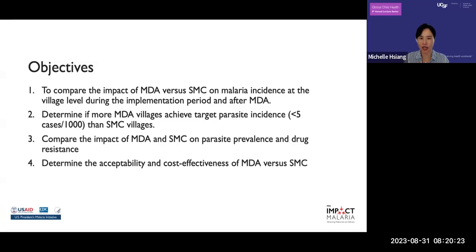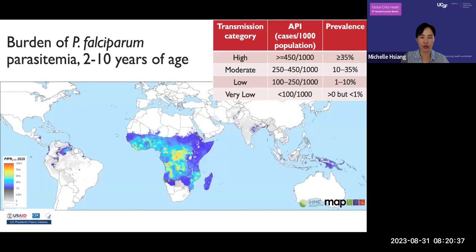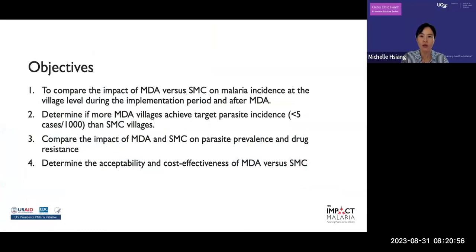Another objective was to see if MDA could bring the incidence down to less than 5 per 1,000. I didn't really give the details, but the WHO uses these criteria for moderate and low transmission. This is the level of incidence, in cases per 1,000 population, that's happening in Senegal, and the prevalence. The second objective was to see if we could get to less than 5 per 1,000, which was Senegal's criteria for getting to pre-elimination. We also looked at some secondary outcomes: prevalence, drug resistance, and also acceptability and cost effectiveness.